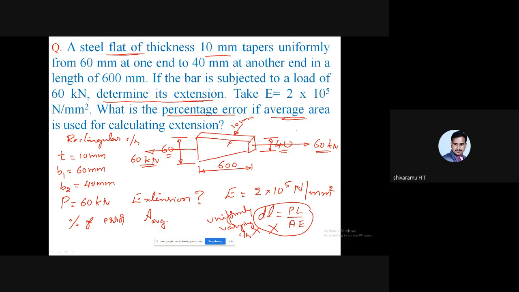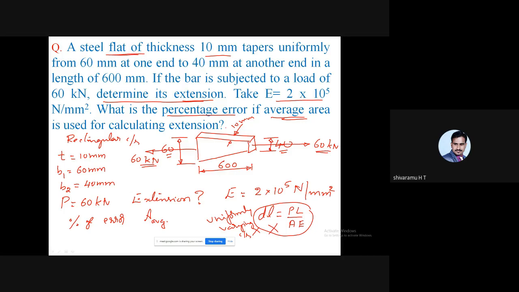We already derived the equation for the tapered cross section of the rectangular bar. So that particular equation we have to make use of to compute the extension. Here given, take Young's modulus as 2 into 10 power 5. And later it is asked what is the percentage of error if average area is used for calculating.